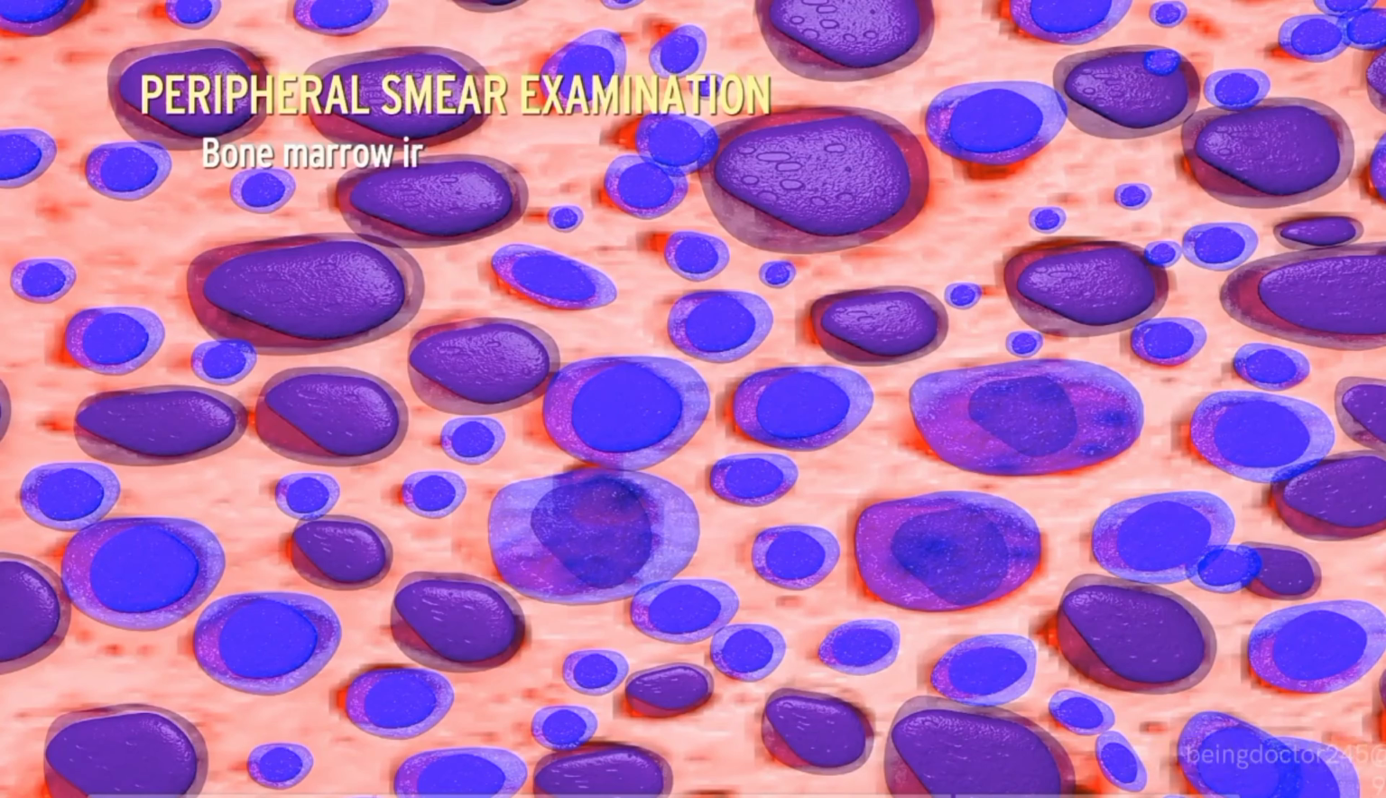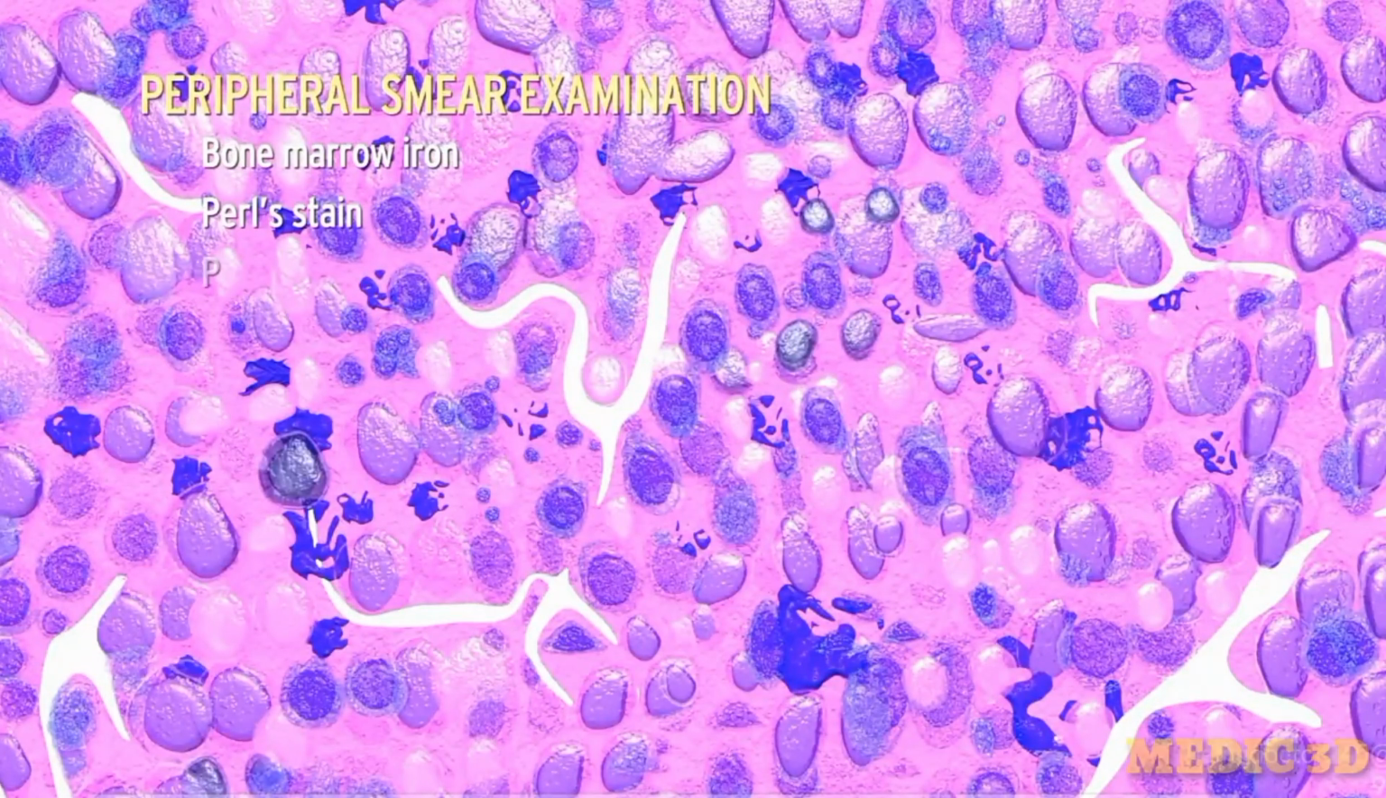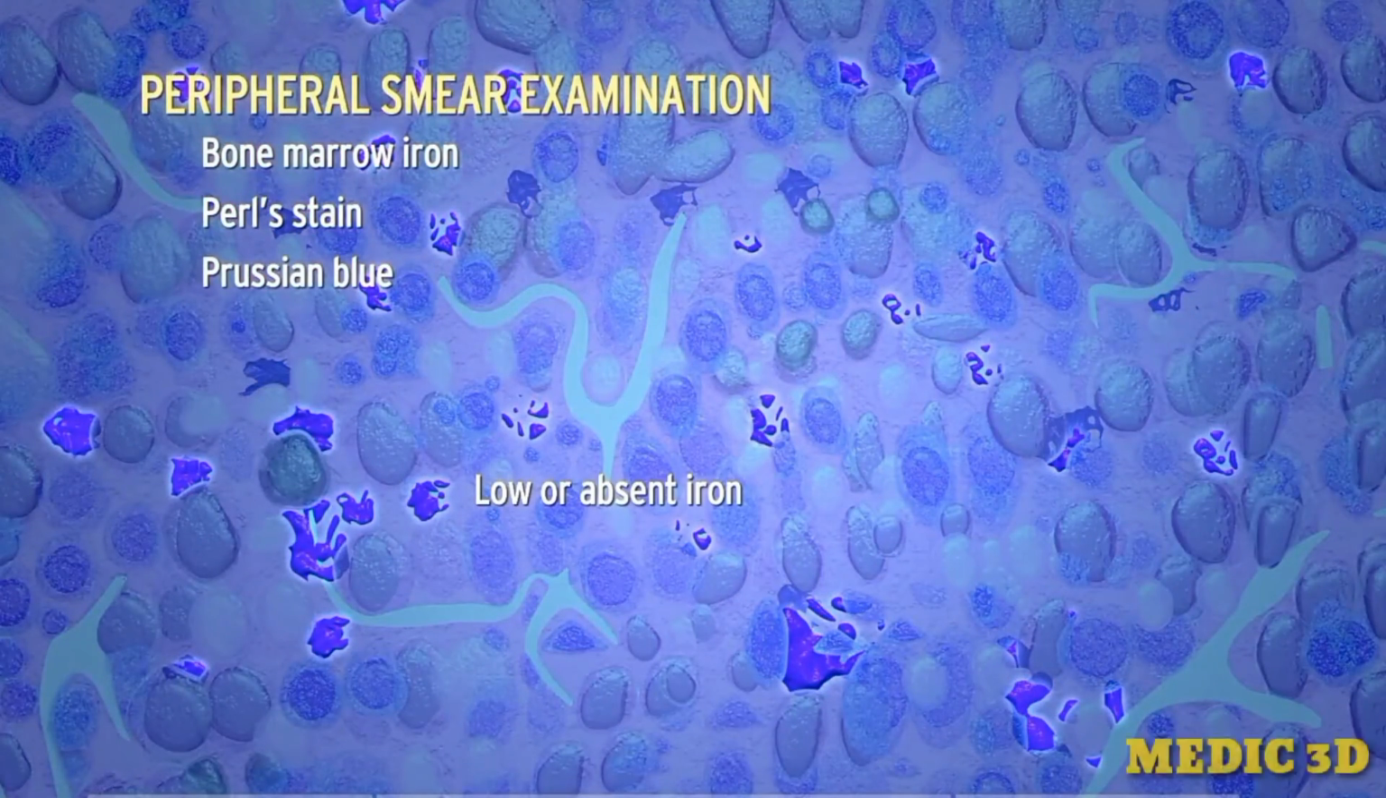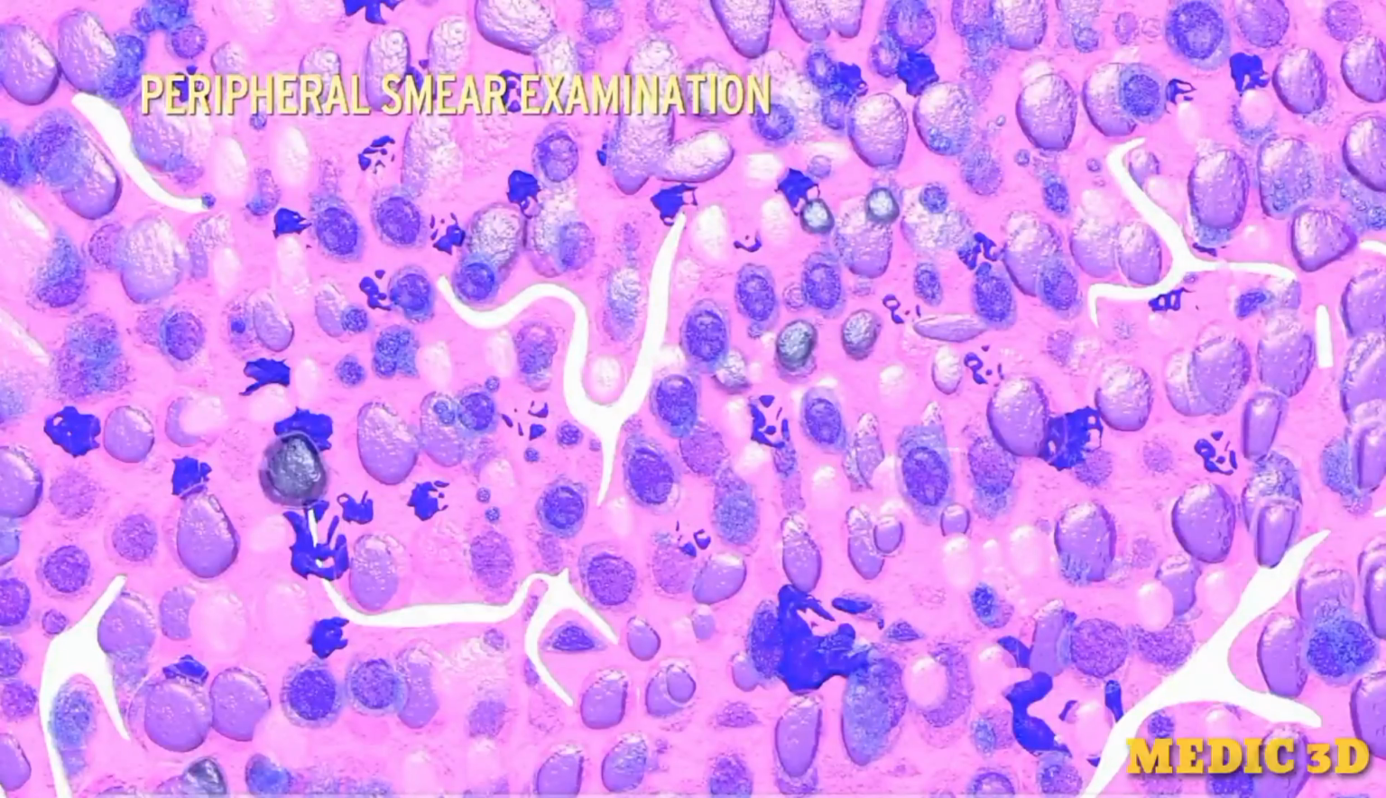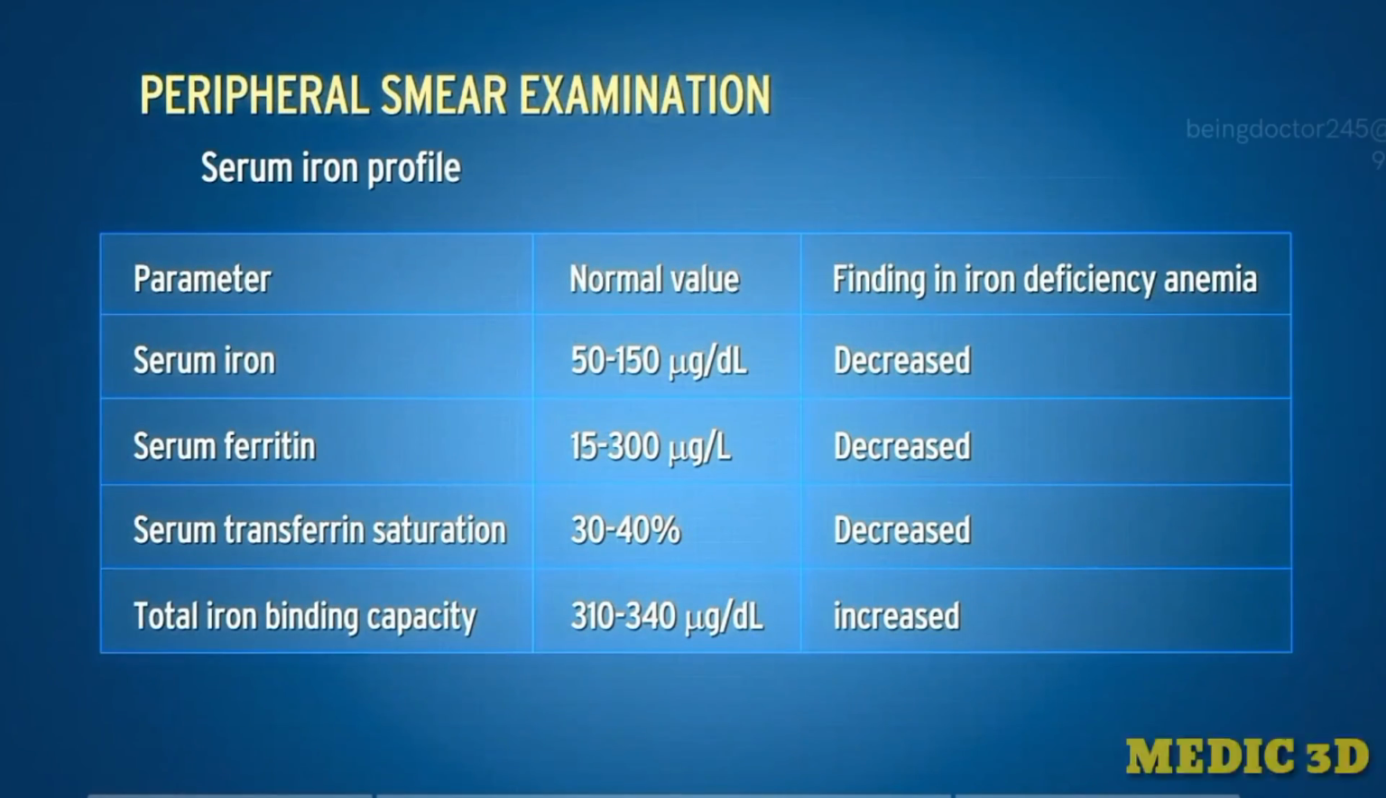Stain for bone marrow iron by Pearl stain or Prussian blue reaction shows low or absent iron, the hallmark finding, and often termed as gold standard for the diagnosis of iron deficiency anemia. Serum iron profile in a patient with iron deficiency anemia.